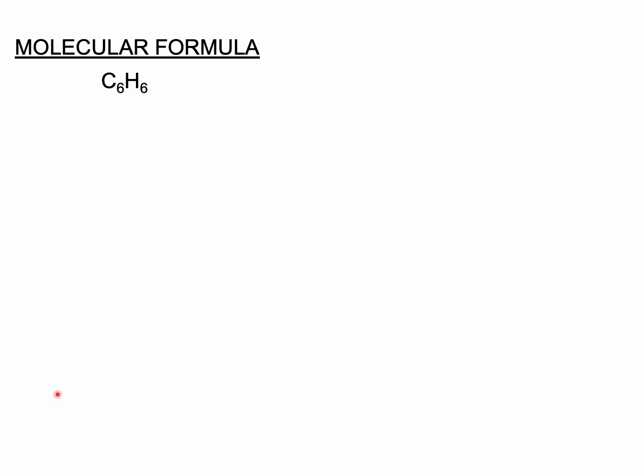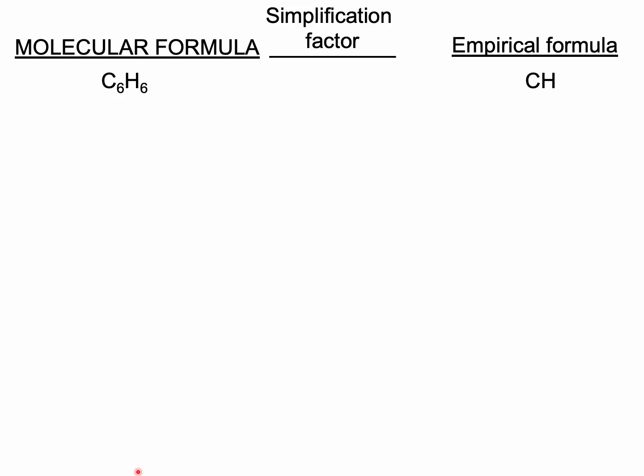All right, so now if you want to go from the empirical formula to the molecular formula, back to the unsimplified version, you have to figure out what that simplification factor was. So here we have benzene, and the molecular formula is C6H6. The empirical formula, with a common factor of 6, is just CH. So the simplification factor in this case was 6.